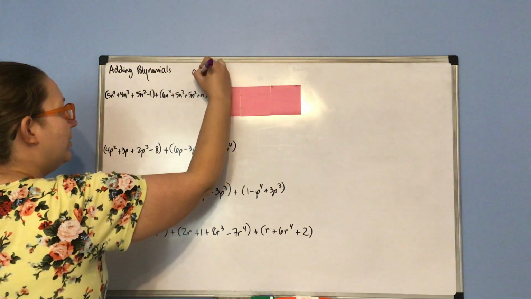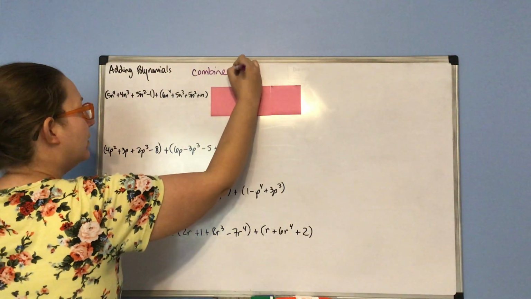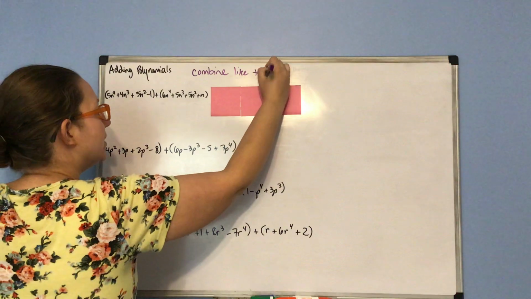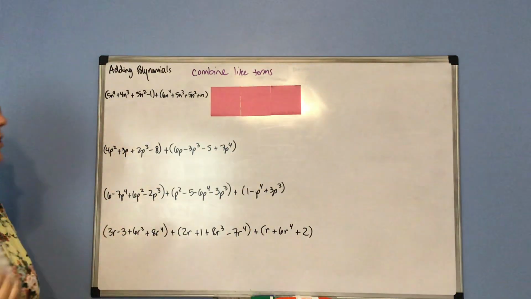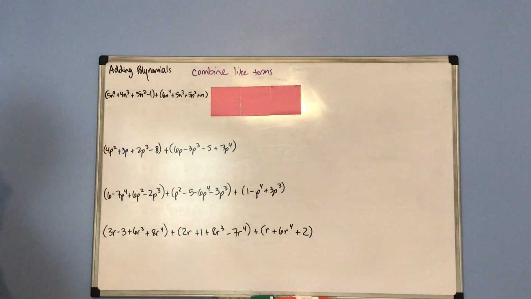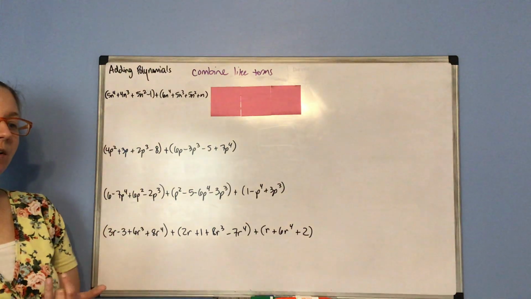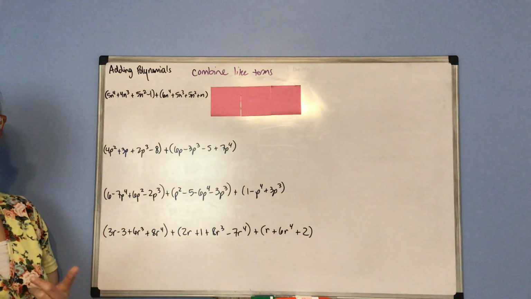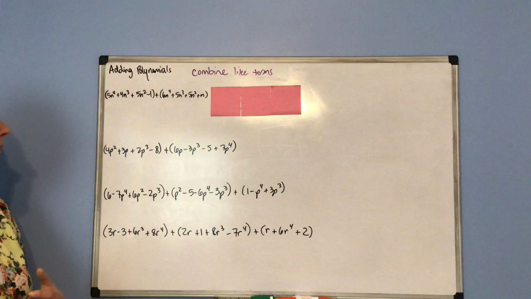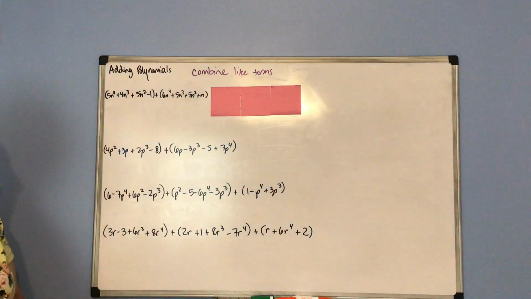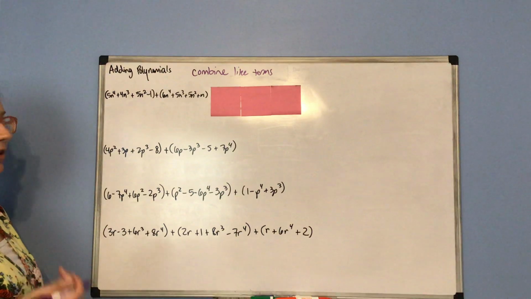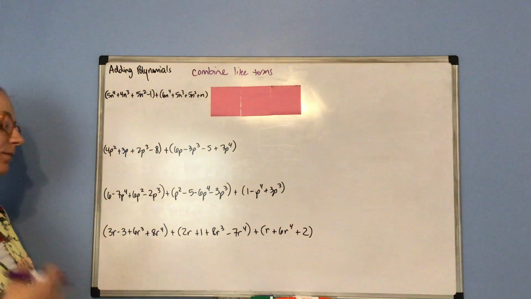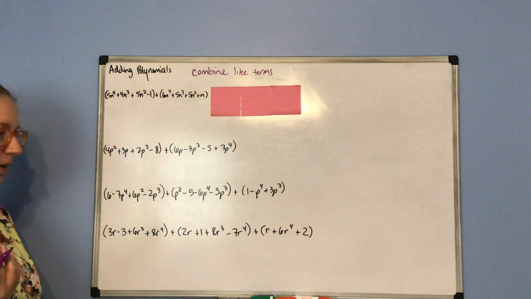When you're adding polynomials, all you need to do is combine like terms. That is it. So, friendly reminder, like terms have to have the same variable in them, and the variable has to have the same exponent as well. So let's just go through and combine our like terms, and that's all we have to do for this problem. I always like to start with the largest exponent. You don't have to do that, but it helps me keep organized.